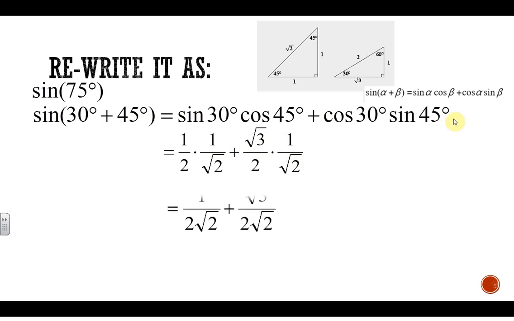Now, multiplying fractions, you multiply across: numerator, numerator, denominator, denominator. And then adding, you have to make sure that you have a common denominator. The nice thing is almost always you will, unless tangent is involved. So this would be 1 plus radical 3 over 2 radical 2. Now, there is a problem with that.